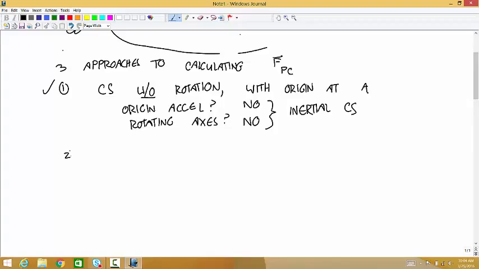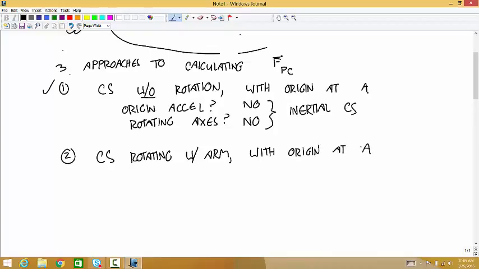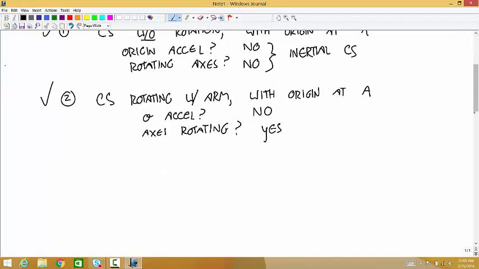Then the second one was a coordinate system rotating with the arm, with the origin at A. So is the origin accelerating and are the axes rotating? Okay, so what about the origin? Is the origin accelerating? Nope. Are the axes rotating? Yes. So this is non-inertial, and we have to deal with the axes rotating, and we did that one. And we got the same force, which is good. That'd be really bad news for our method if we didn't.